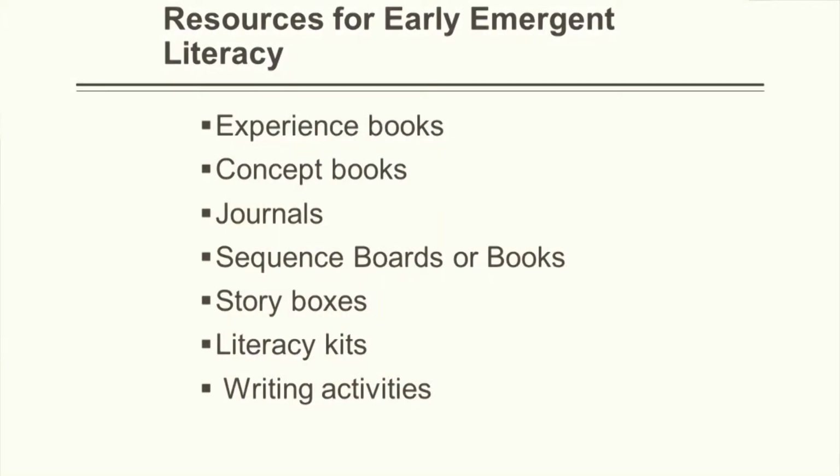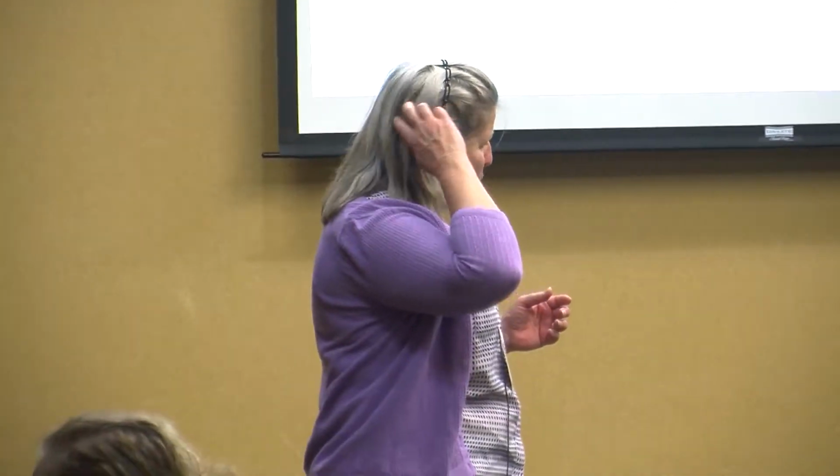Okay, so resources for early emergent literacy would be experience books and concept books. So we had books about big and little. We had books about shapes. We had books about family: dad, mom, brothers, dog. We had all of those in a book about my family. Journals, sequence books or boards, story boxes, literacy kits, because with literacy kits, I'll show you some examples, and writing activities.